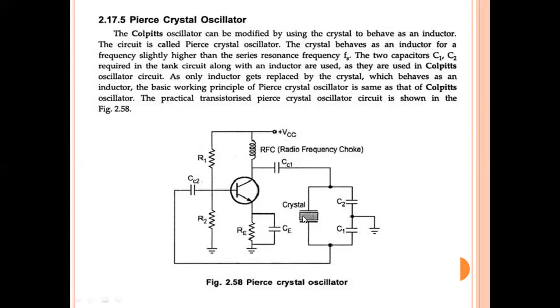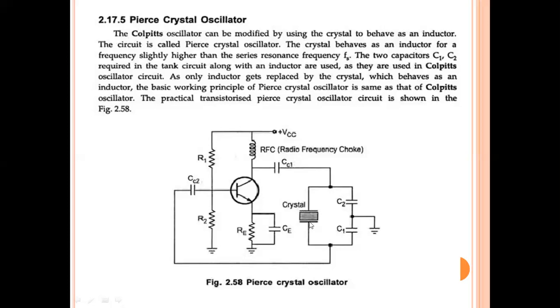Here the crystal behaves as an inductor for a frequency slightly higher than the series resonant frequency. So when the frequency of the crystal is higher than the series resonant frequency, Fs, which occurs when the reactances XL and XC are equal, then this crystal acts as an inductor. And the two capacitors C1 and C2 required in the tank circuit along with an inductor are used as they are used in the Colpitts oscillator.